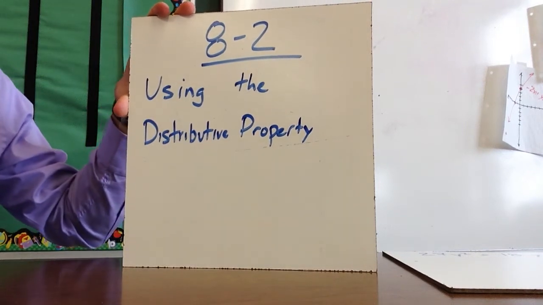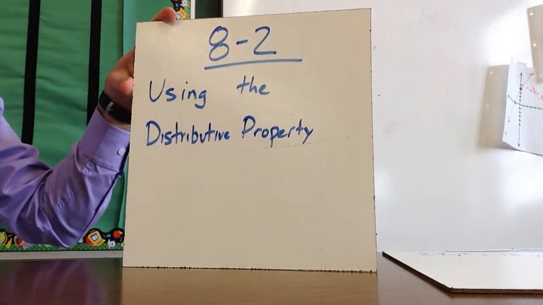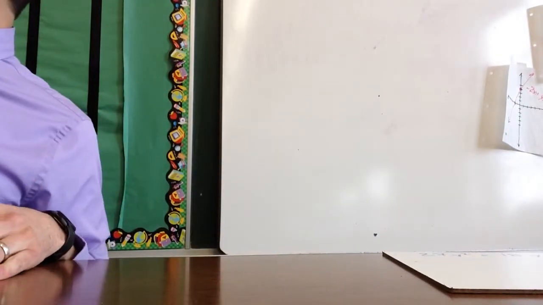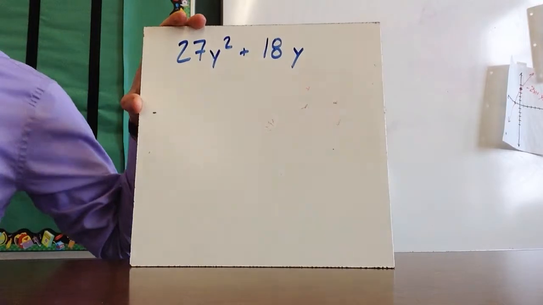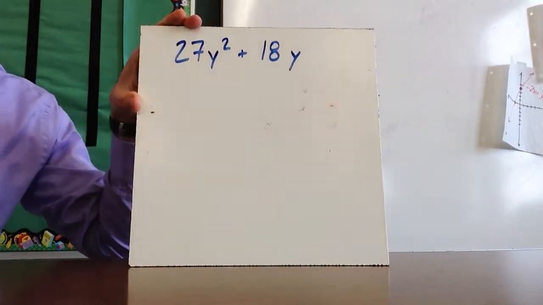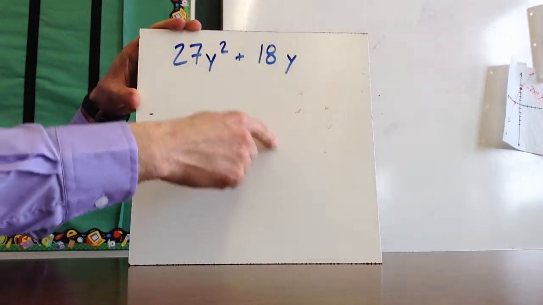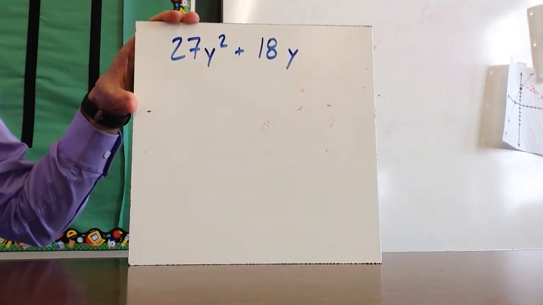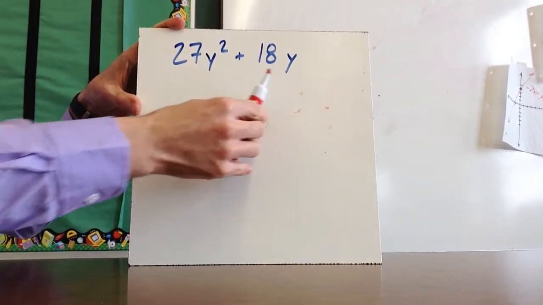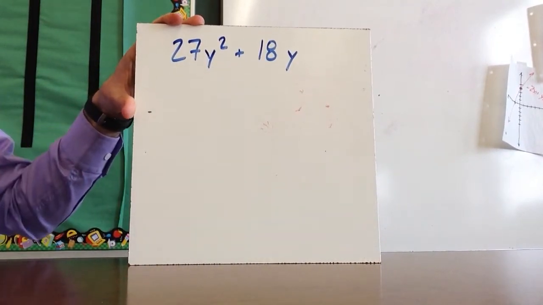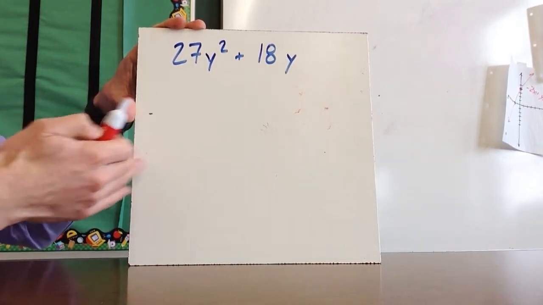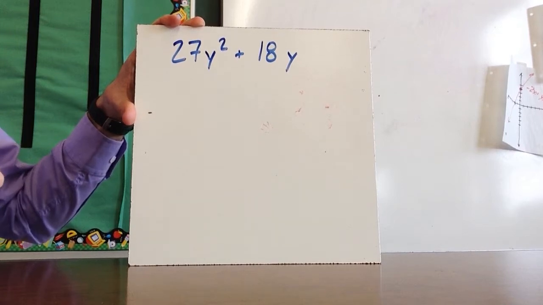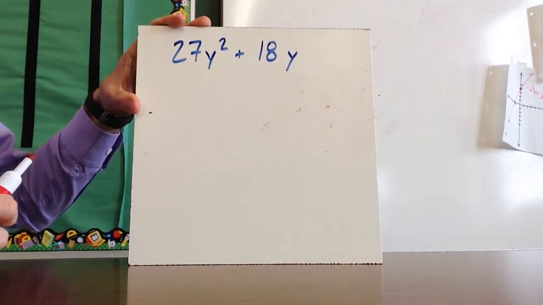Today's video will discuss Chapter 8.2, using the distributive property. What we're going to do today is actually go backwards, essentially, on this distributive property. Instead of having a number on the outside and distributing it to two numbers on the inside, we're going to try to figure out what these two numbers have in common. Then we are going to put that on the outside, and essentially the answer will look like what you've been using as the distributive property.